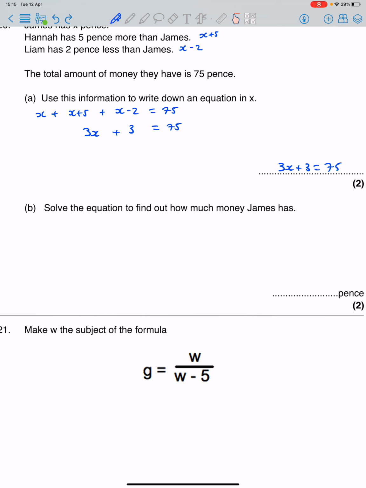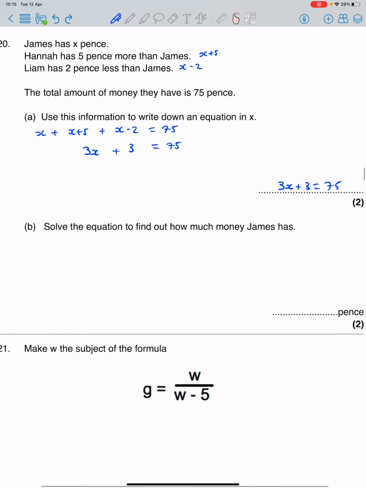All right. And then the next question says, solve the equation to find out how much money James has. So 3x plus 3 equals 75. We're going to subtract 3 from both sides, giving us that 3x is equal to 72. Then dividing both sides by 3, we get x is equal to 72 divided by 3, which is 24. So James was x, so that's going to be 24 pence.